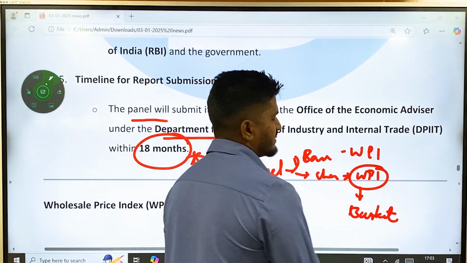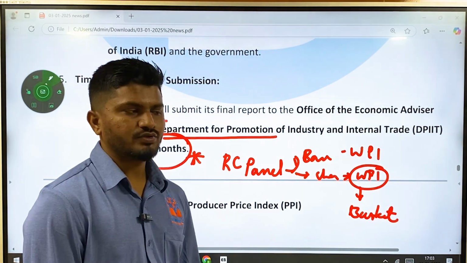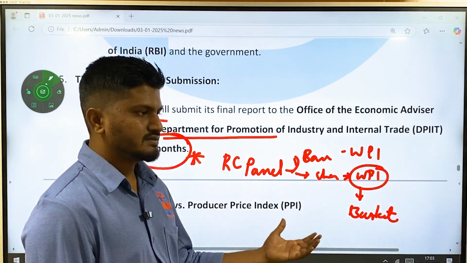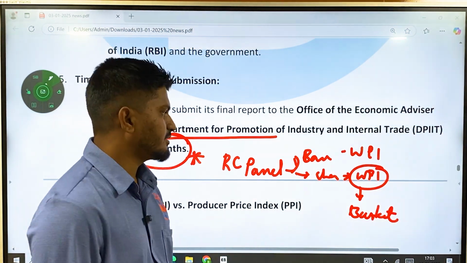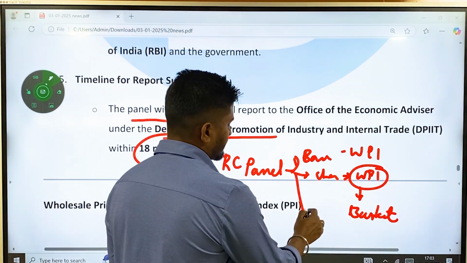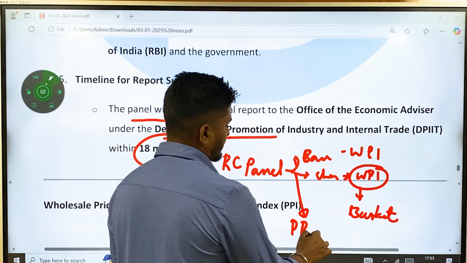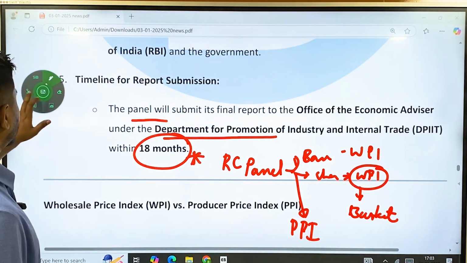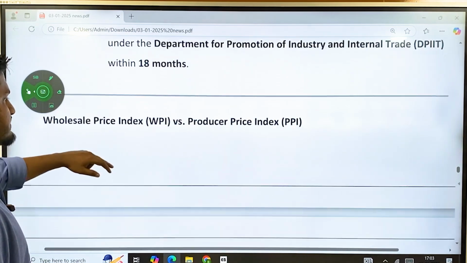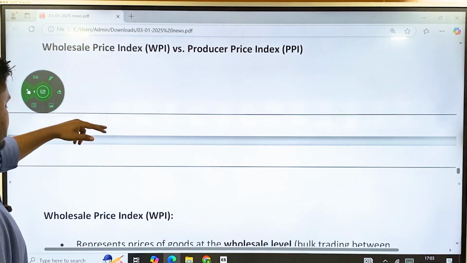Okay, at present there are baskets and there is different weightage given to different articles, that is, different weightage is given to food, different weightage is given to services, etc. Now they want to change it. And the third main important point is to bring the roadmap to producer price index. Okay, so now we'll discuss wholesale price index versus producer price index.